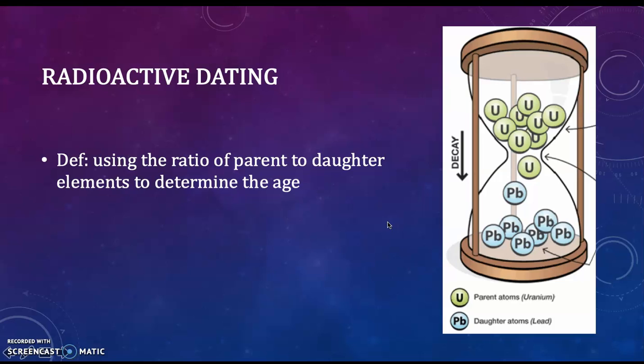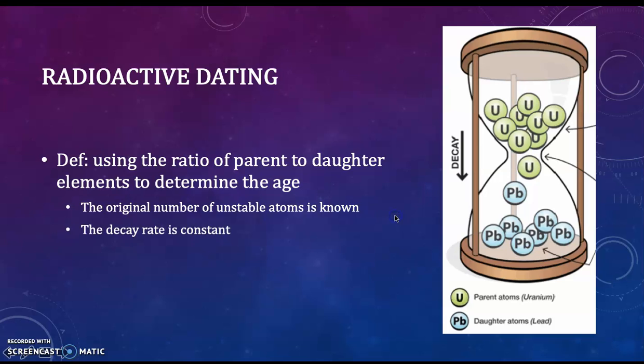Radioactive decay is going to take 3 assumptions. It assumes that we know the original number of unstable atoms. Now we do this with uranium and carbon because we know how much uranium occurs naturally in rocks on Earth, and we also know how much carbon-14 exists in any living thing on Earth. We know the original number of unstable atoms.